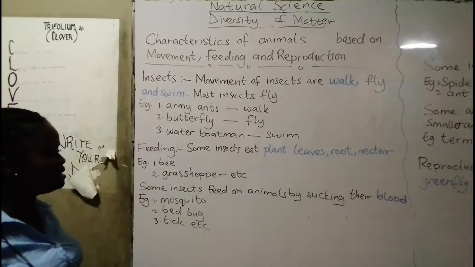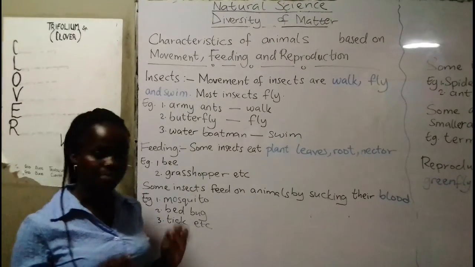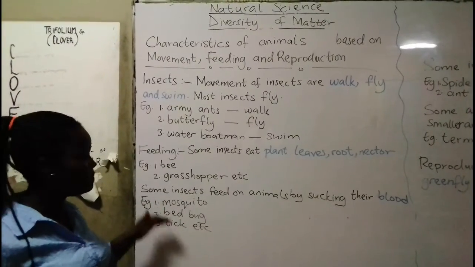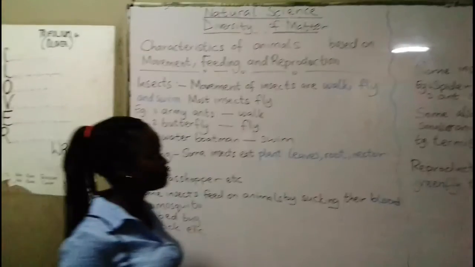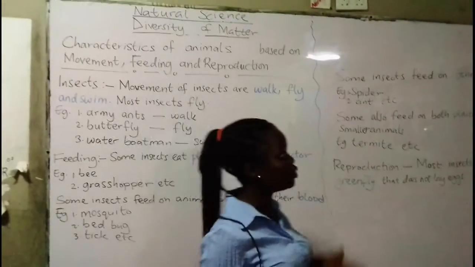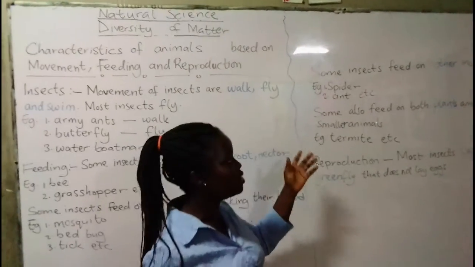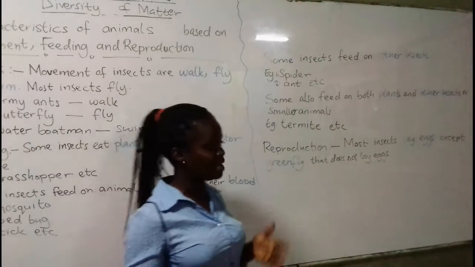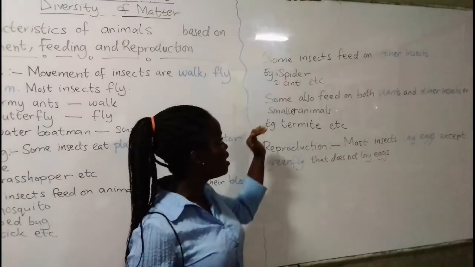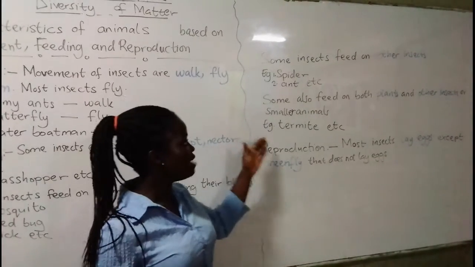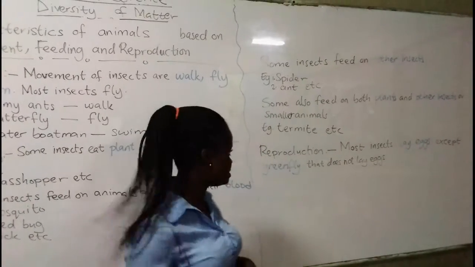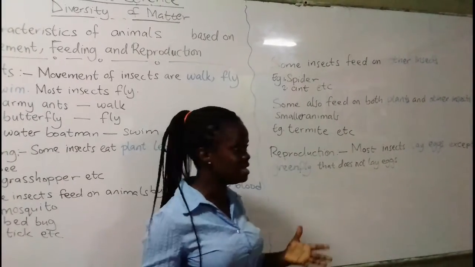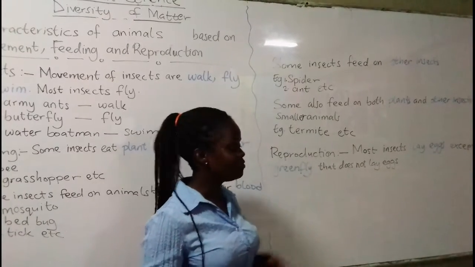And then, some insects feed on animals by sucking their blood. And such insects are mosquito, bedbug, tick, etc. And then we have some insects that feed on other insects. Example, we have spider, ants, etc. And then some also feed on both plants and other insects and even smaller animals. And we have example, which is termites. And then in reproduction, we have most laying eggs except green fly.